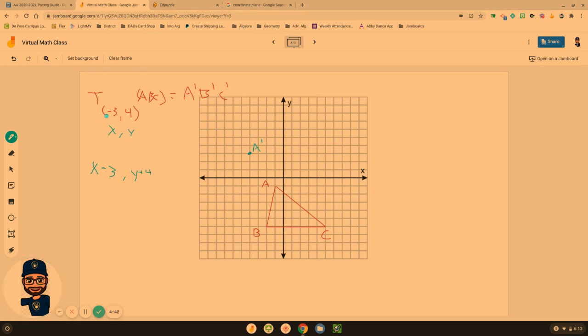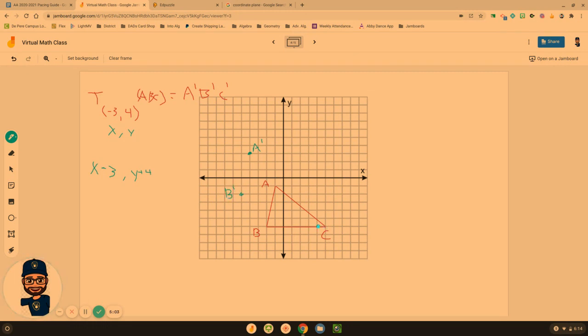Okay, so the X, if it's negative, that means left. If it's positive, it's up. You kind of get the idea, right? And that's why I wrote it with X minus 3 or Y plus 4. So now if we do that with each of the points, with B, 1, 2, 3, 1, 2, 3, 4, there's B prime.